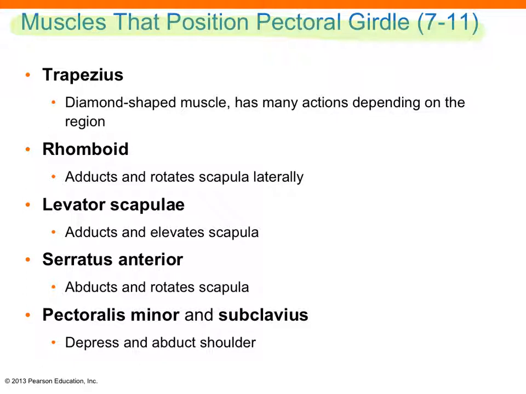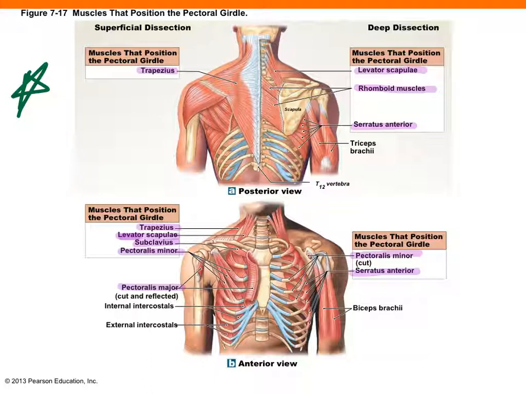Again, here's the list of muscles and their functions. Again, know the trapezius, a diamond-shaped muscle in the back. The rhomboids adduct and rotate the scapula laterally. The serratus anterior abducts and rotates the scapula. And then remember that we're going to say the pectoralis minor and pectoralis major. The pectoralis minor and subclavius depress and abduct the shoulder. This is the illustration of those.